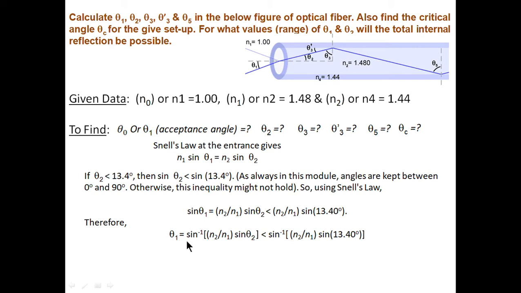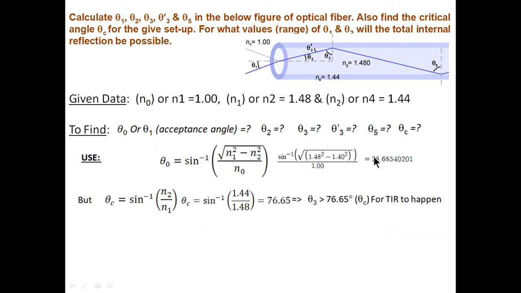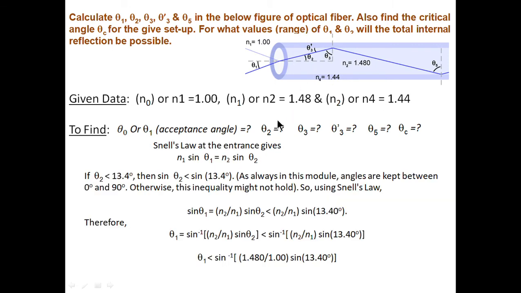Okay, is less than n2 by n1 sine of 13.4. So theta 1, you put in the values, and finally you will see that theta 1 is less than sine inverse of 1.48 by 1, that is light entering from the external end into the system. So what would be your limit for your acceptance angle? Finally we see that theta 1 should be less than 20, not 28 degrees. Remember, 28 degrees is for the given setup, but your acceptance angle, theta 1, should be less than 20 degrees.